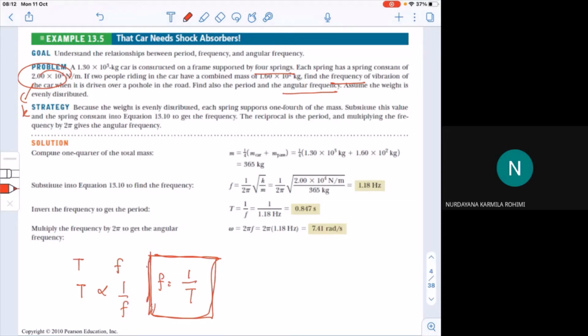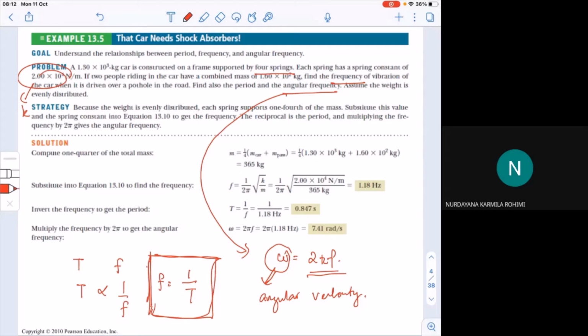Normally when we talk about angular frequency, it's the same as what we learn in circular motions. In circular motions, we learned about angular position and angular velocity, because angular frequency is actually omega. Omega is equivalent to 2 pi f. How come they get there? Before this, you learned omega as angular velocity. But in this chapter, it's known as angular frequency because omega is equivalent to 2 pi f. How come we get the 2 pi f?